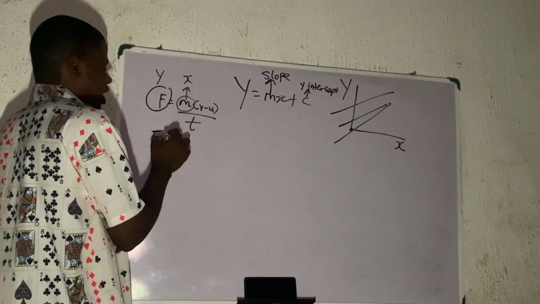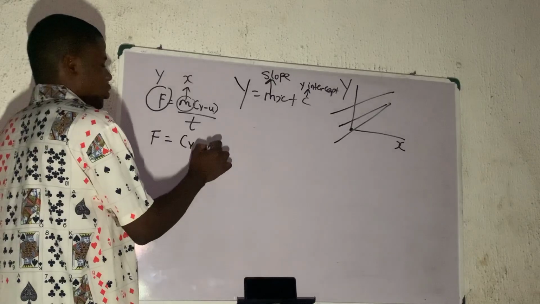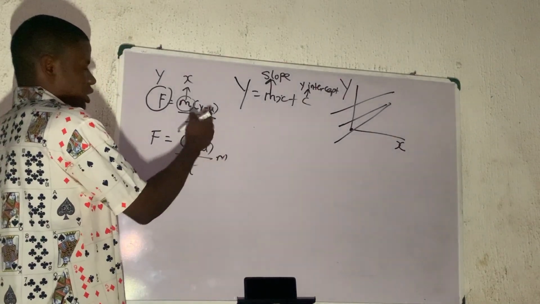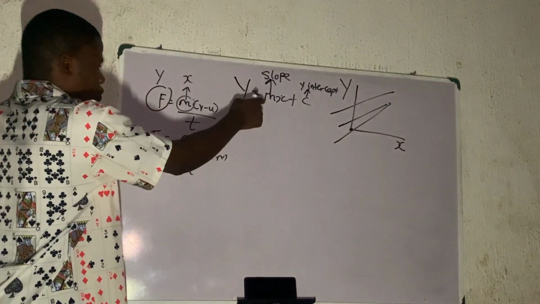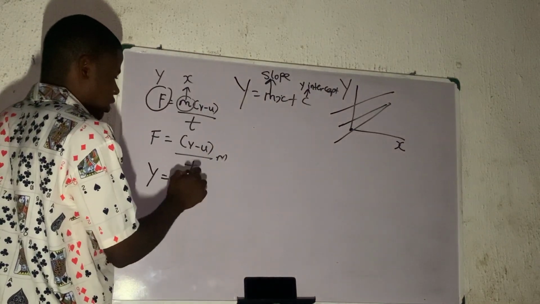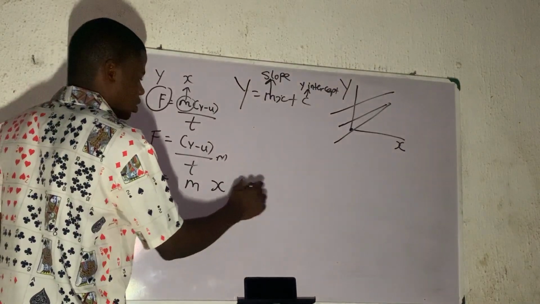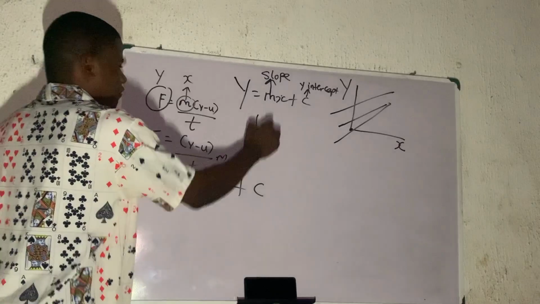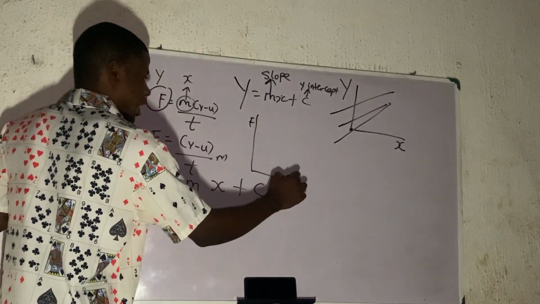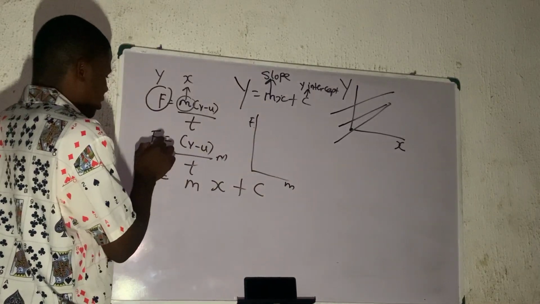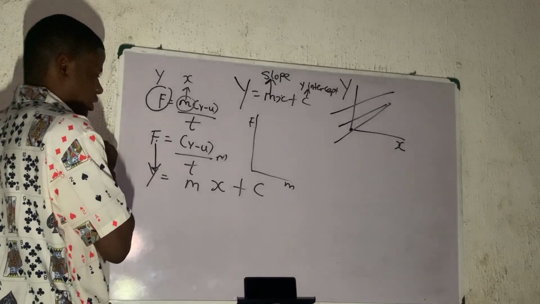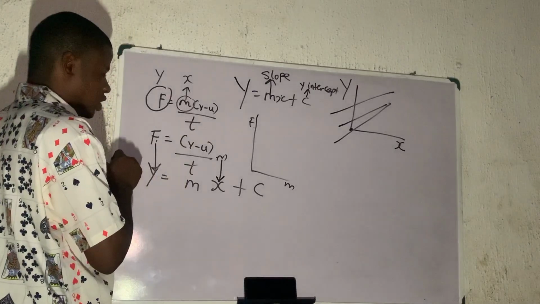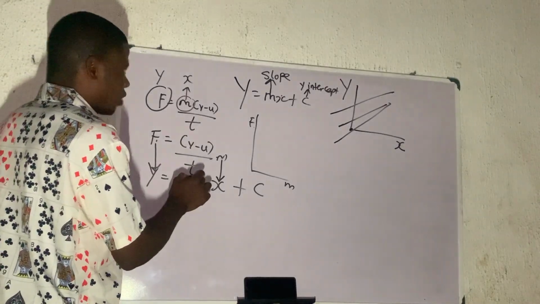This is the same thing as saying F = (v - u)/t times m, right? Yes, it makes sense. This term is this term. So if I bring out the original formula, y = mx + c, you see that I'm plotting F against mass, so the force is on the y-axis and the mass is on the x-axis. Does it make sense? And this now is the slope, right?